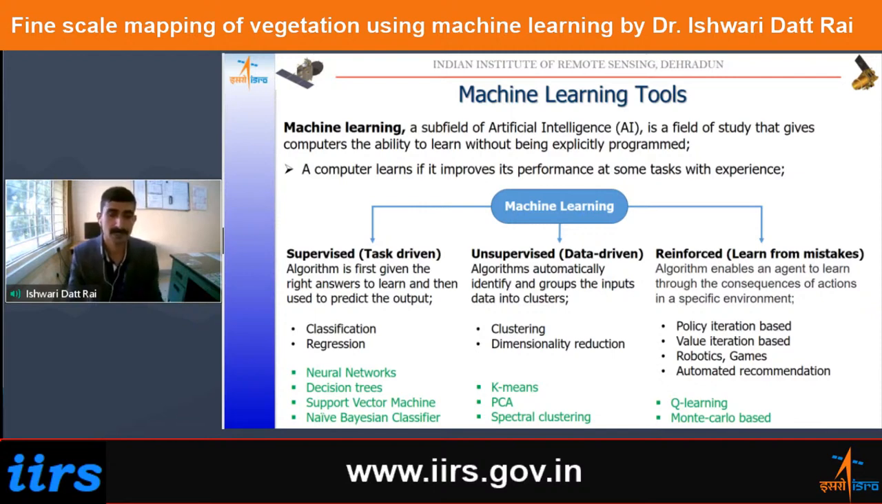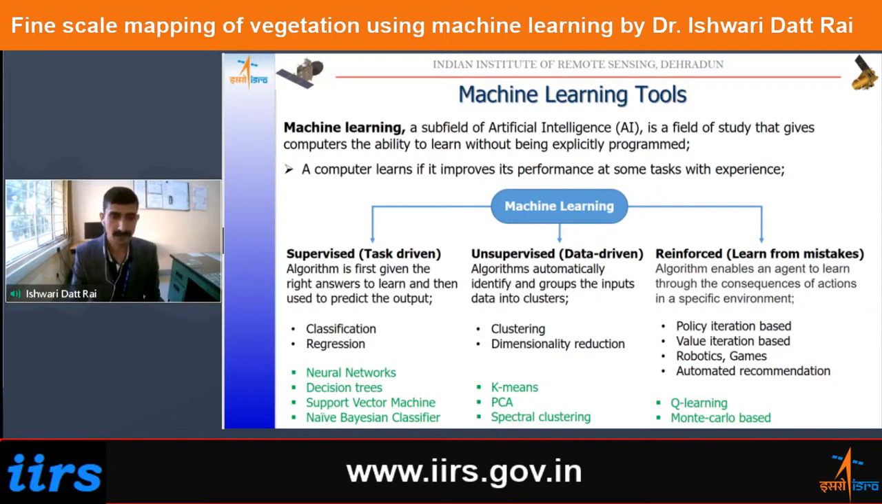So these are the basic types of machine learning algorithms, and here are some examples. Neural networks, decision tree, support vector machine, and naive Bayesian classifiers are examples of supervised machine learning algorithms. Then k-means and PCA, which work on the clustering of data sets, are unsupervised. And Q-learning or Monte Carlo based algorithms work as reinforcement learning.